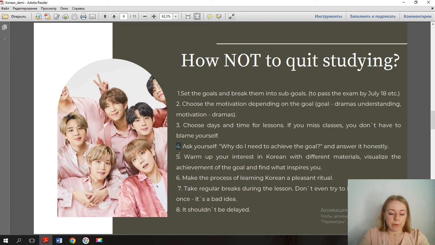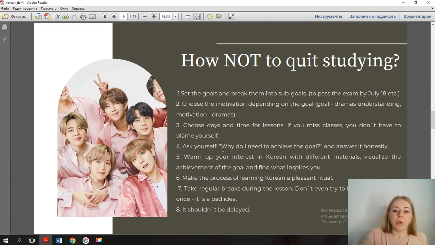Okay. The fifth one, warm up your interest in Korean with different materials, visualize the achievement of the goal, and find what inspires you. It's also really important. It's not the most important thing, but it will help you more psychologically.